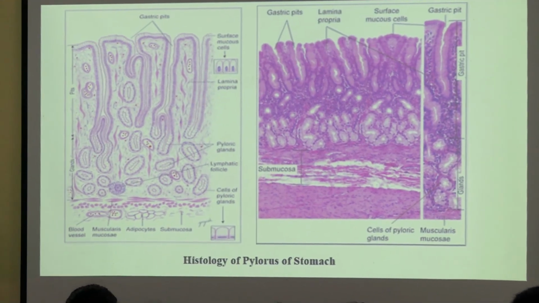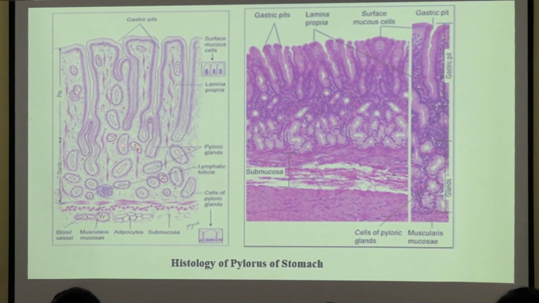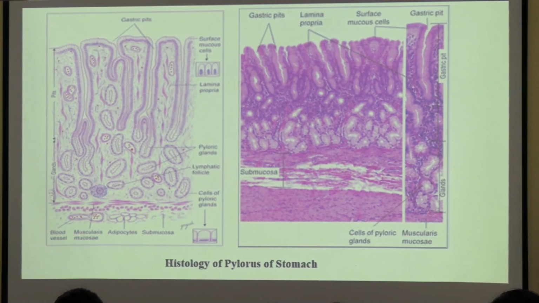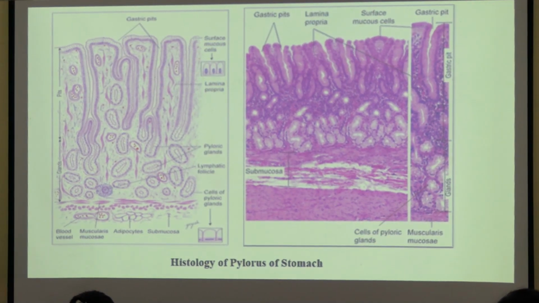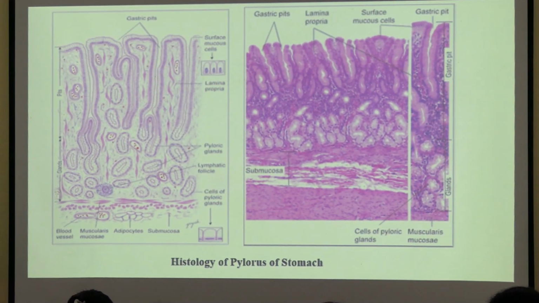Because the cells present in the gland are very difficult to identify under a compound microscope. For that, special stains are required. But these pits can be seen. Look, these pits can be seen easily. From there you can identify.